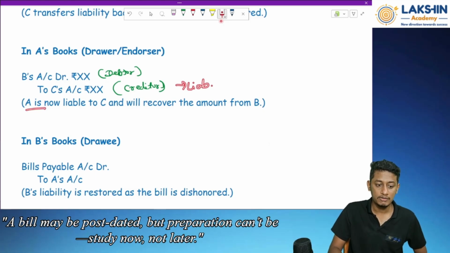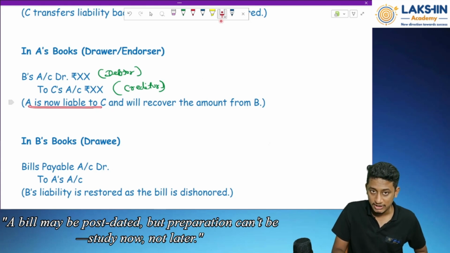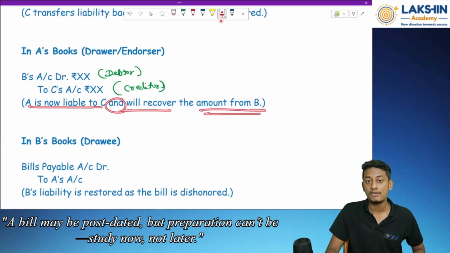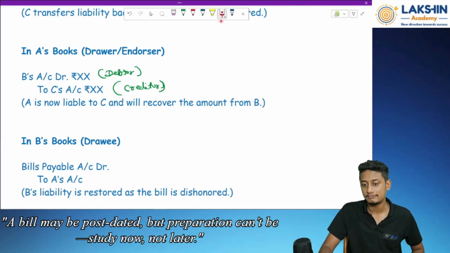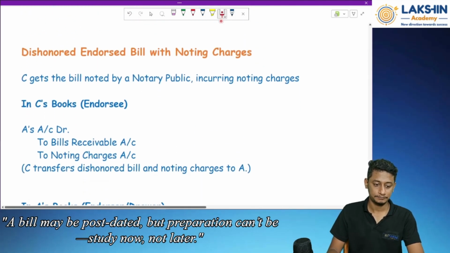Now A is liable to Mr. C and will recover the amount from Mr. B. So now A is liable to C to pay the money, and he will recover the amount from Mr. B. Again, love triangle. Okay, moving ahead. Hopefully this is clear.